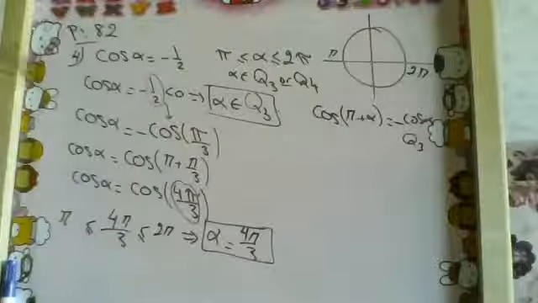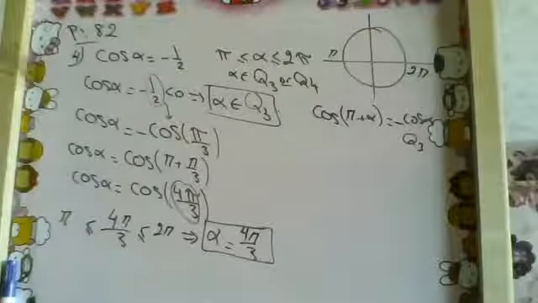According to this interval between negative pi over 2 and pi over 2, that means quadrant 1 or 4. Here we have one more given, which is tangent alpha equal to 1, greater than 0. That means it should be in quadrant 1, because in quadrant 1 sine is positive and cosine is positive.